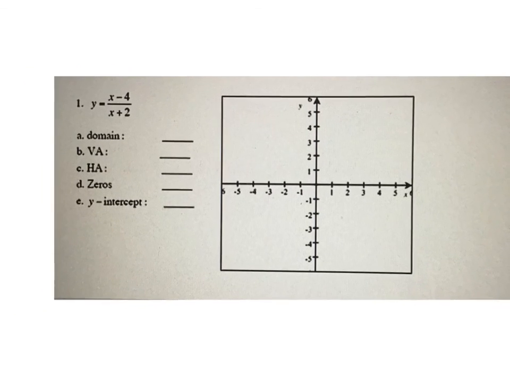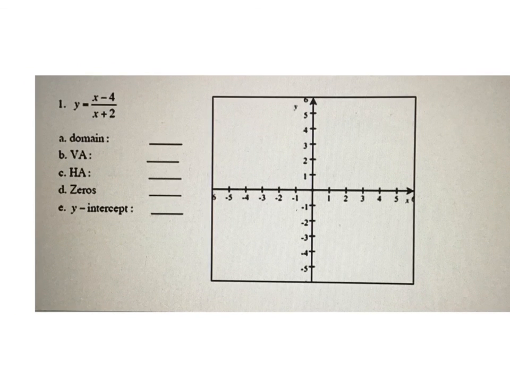So let's put these into practice. How are we going to graph, without a calculator, the rational expression y equals x minus 4 divided by x plus 2? Okay, so we can find our key attributes. Domain, we're not going to be able to find until later. So let's start with the vertical asymptote.